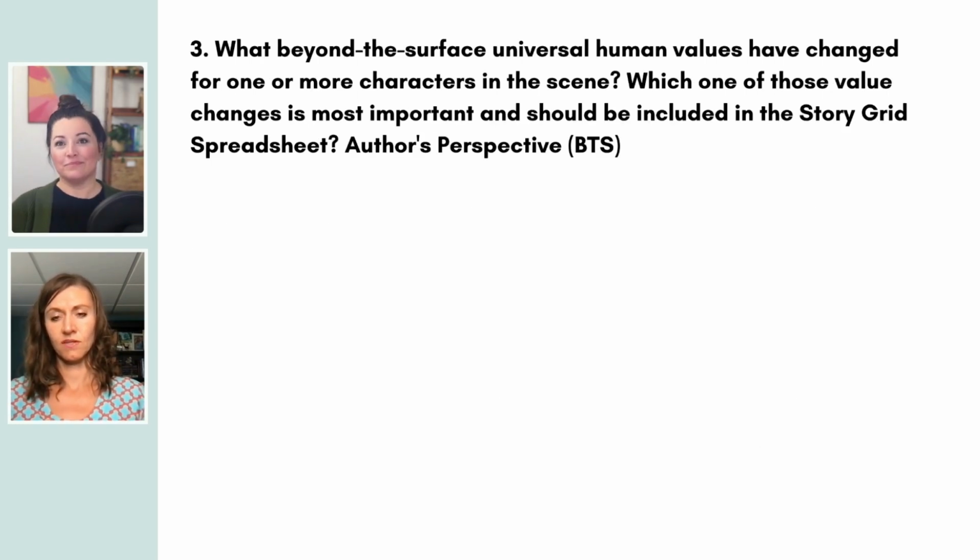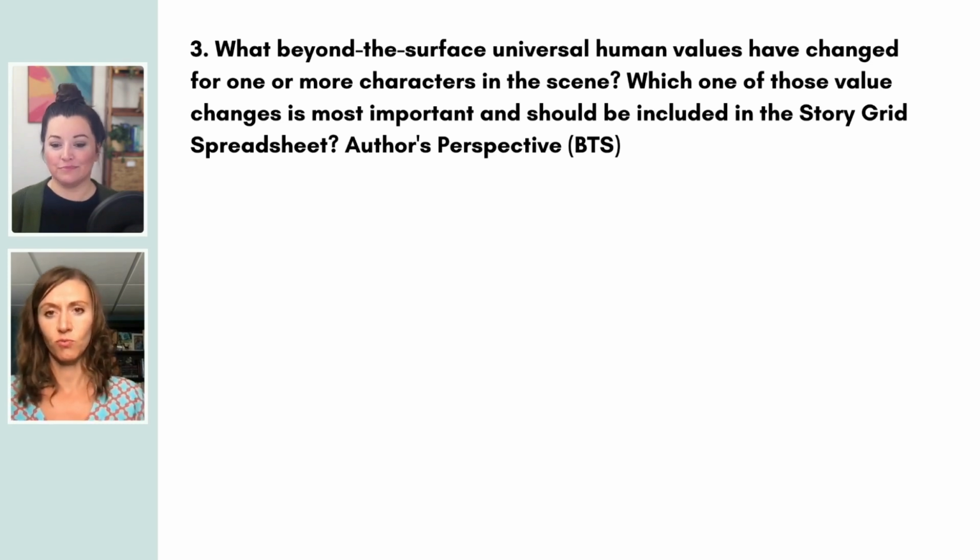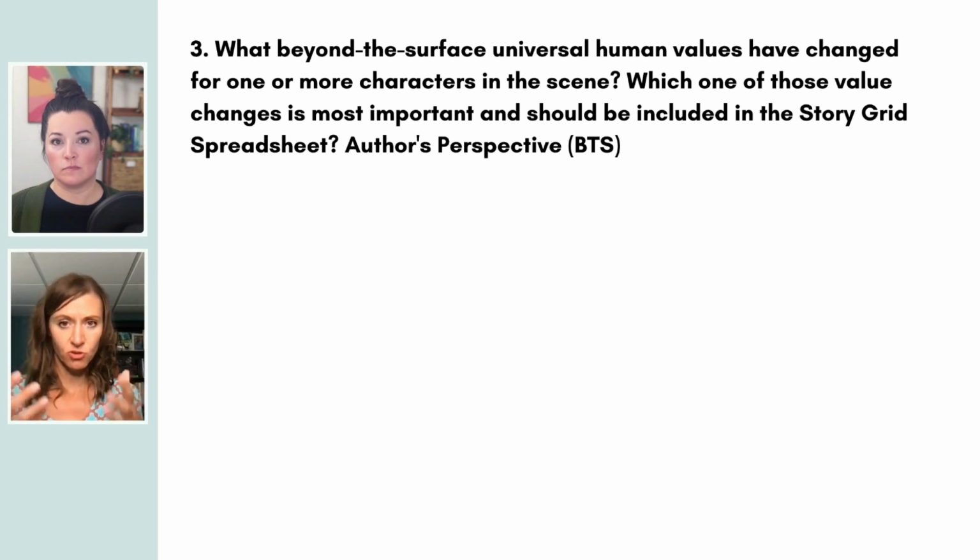Yep. And then the third question deals with what beyond the surface universal human values have changed from one or more characters in the scene, and which of those value changes is most important to be included in the story grid spreadsheet. So we're thinking about this as author perspective. Another way that we look at this is when you're choosing the value that goes with the spreadsheet, you're thinking, how can I defend that this scene impacts the global value shift?